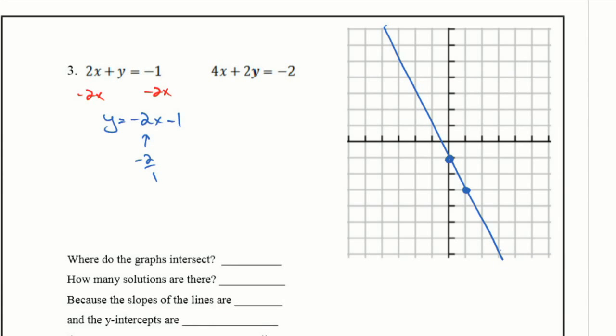Now I'm going to do the same thing with the other one. I'm going to subtract 4x from both sides, and I'm going to end up with 2y is equal to negative 4x minus 2. Divide everything by 2. End up with y is negative 2x minus 1. So plot my y-intercept, minus 1, and use my slope, negative 2 over 1. What just happened?